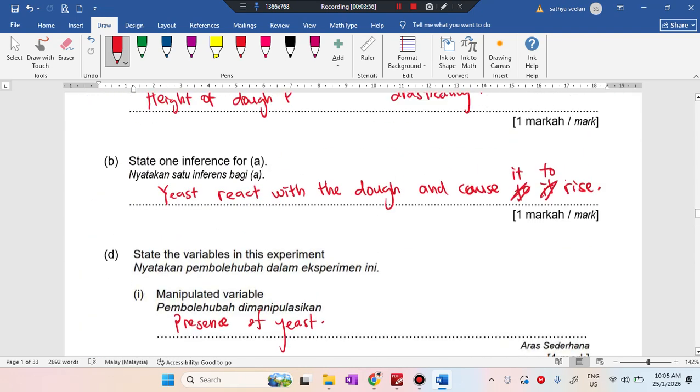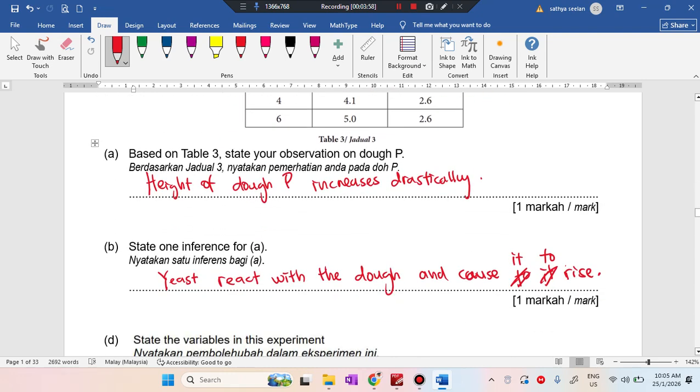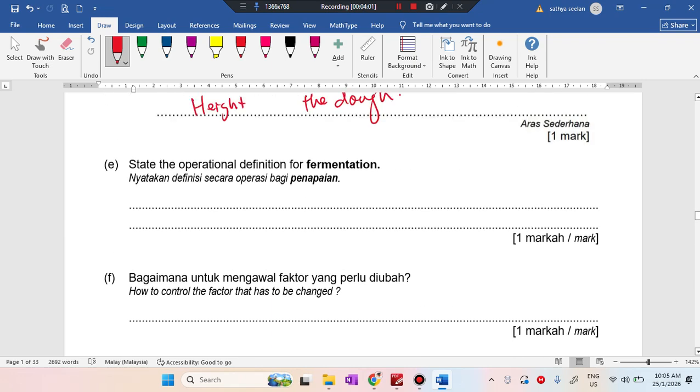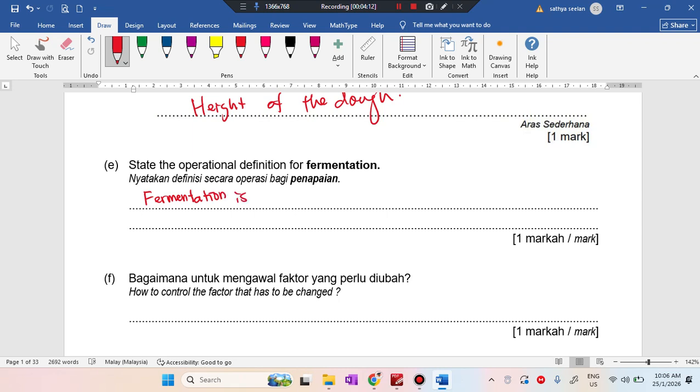Okay, what is fermentation? This is actually fermentation. The yeast reacting with the dough is called fermentation. Okay, so fermentation is a type of what? Is it substance? Where are the notes the teacher gave the other day on how to answer operational definition? It's a type of process.